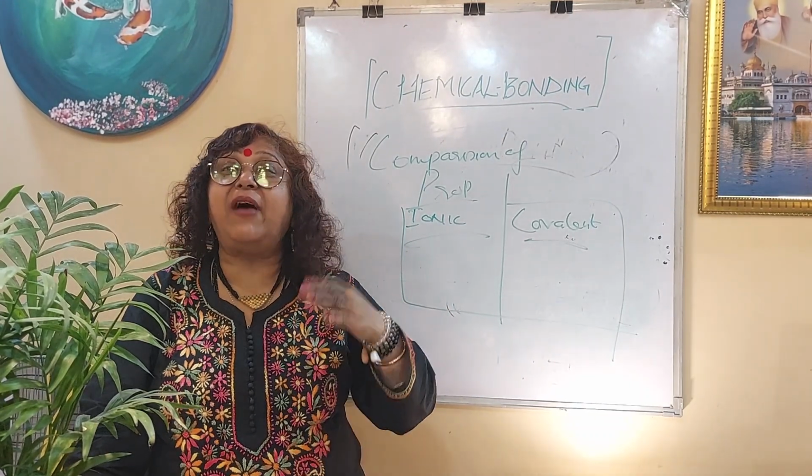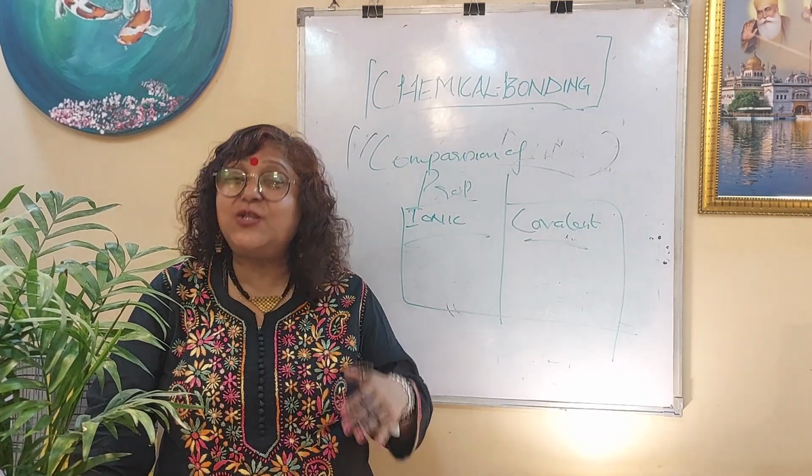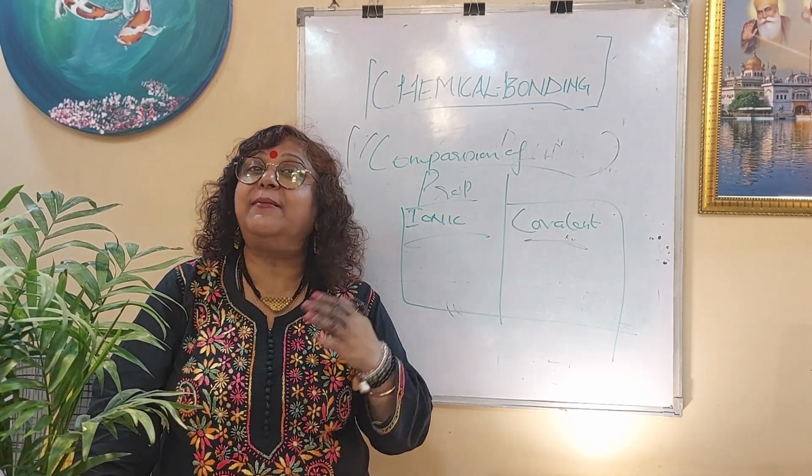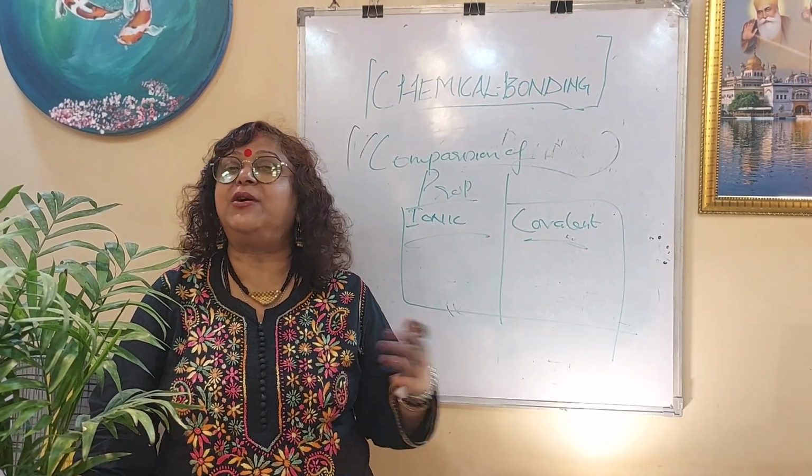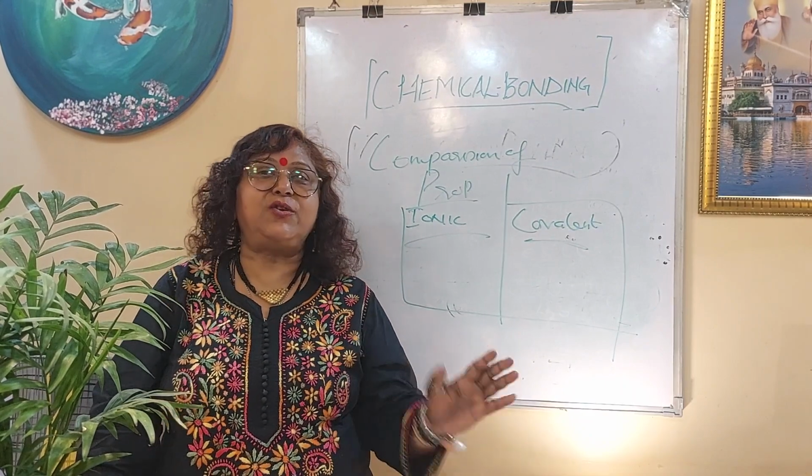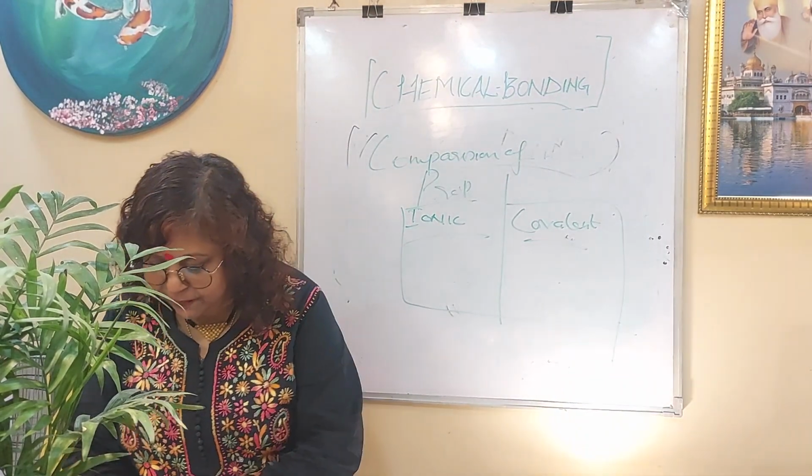And for this reason they have a high melting point and high boiling point. Also for this reason they conduct electricity only in the molten state, not in the solid state, because in the molten state ions are available, while in the solid state ions are not available. These are all the properties.